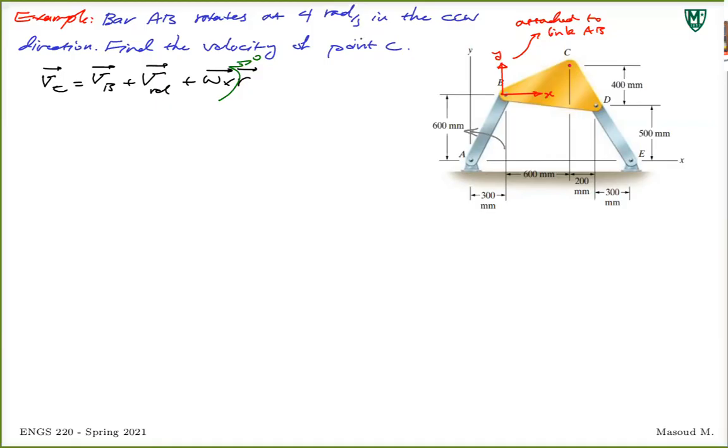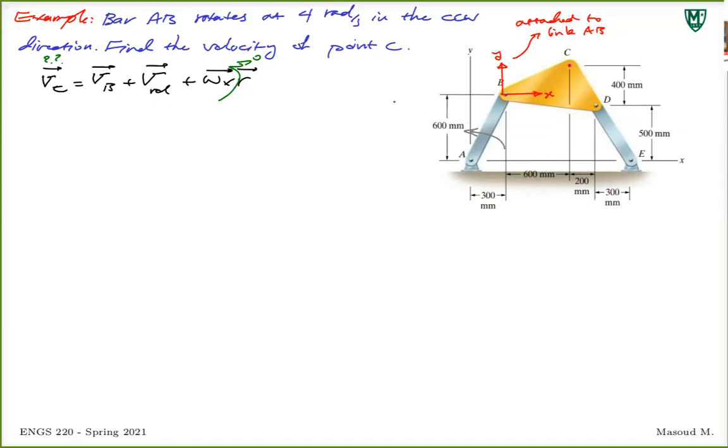Let's take a look. We don't know anything about VC. We don't know its magnitude, we don't know its direction. VC is this point that is on the plate, so depending on how these other links move, it can move in any direction in the space. It's not attached to the base or ground, so we can't say it's following a circular path. We don't know anything about point C velocity.